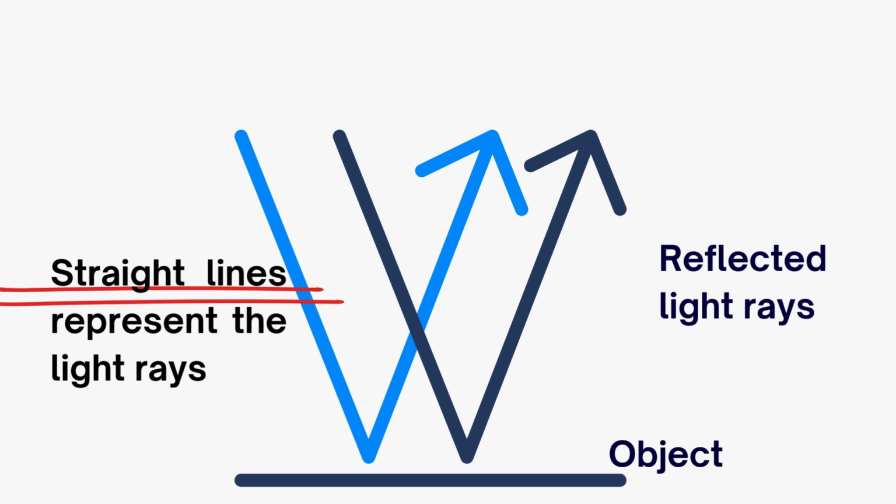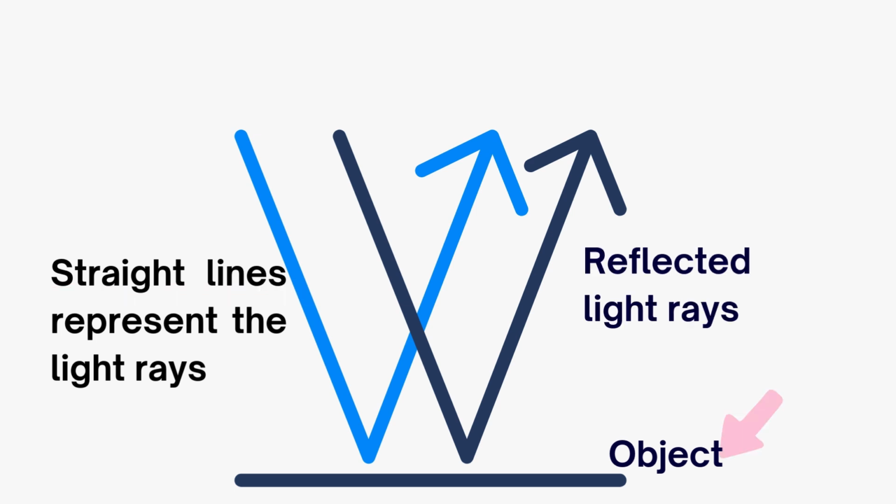Also, light rays are represented by straight lines. So we draw straight lines to represent the light rays that fall on an object or hit an object, so it reflects or bounces off from these objects. And these are the reflected light rays that enter our eyes so we can see the object.